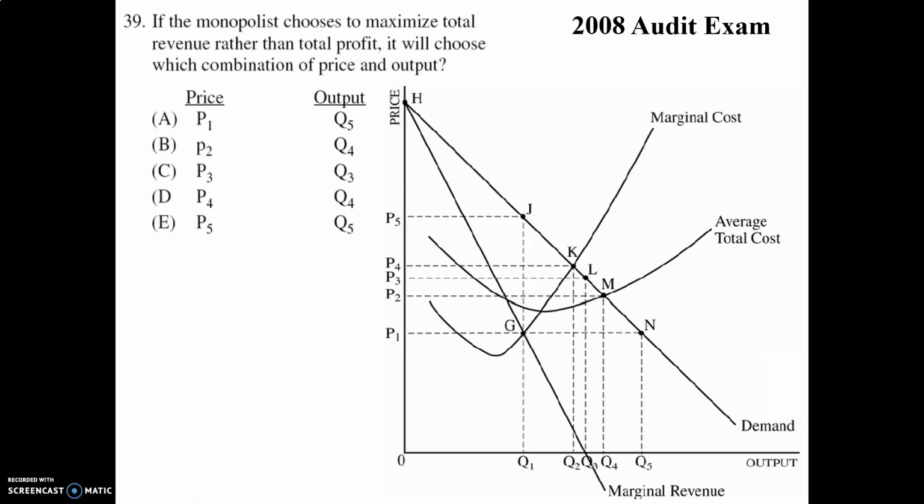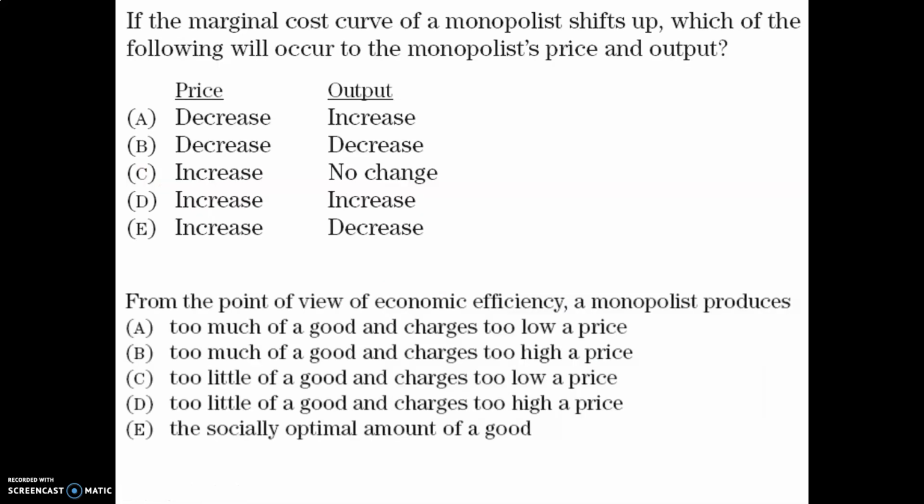It says that it would maximize total revenue. Well, where do we know total revenue is at its maximum? It is when marginal revenue is positive, right? So this particular monopoly would produce at Q3 and charge, hold on, I got my lines mixed up here. Yeah, Q3, and it would charge P3, right? Because its total revenue is maximized at that point.